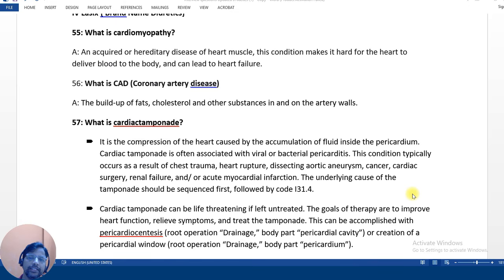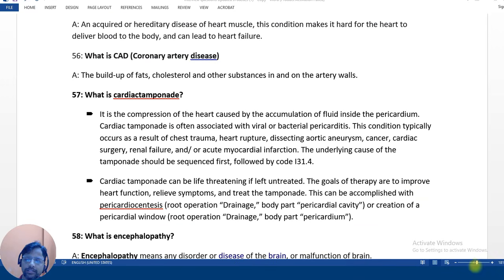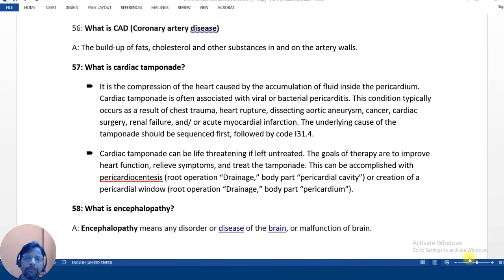CAD is coronary artery disease, the buildup of fats, cholesterol and other substances in and on the arterial walls. So what is cardiac tamponade? It is compression of the heart caused by the accumulation of fluid inside the pericardium. What is the treatment for cardiac tamponade? Pericardiocentesis, where you will use the root operation drainage, body part pericardial cavity. Or for creation of a pericardial window, you will use the root operation drainage. Here, for body part you need to choose pericardium.